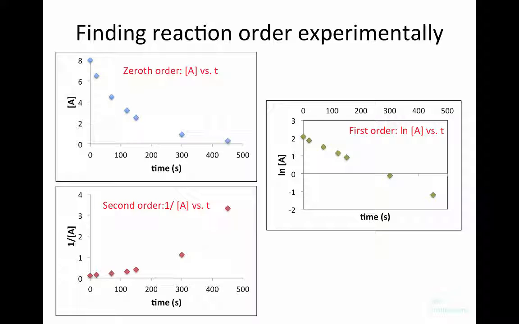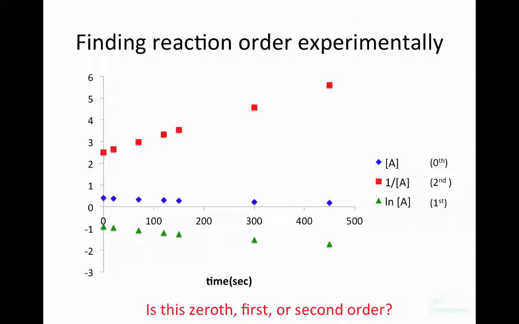Now, in this case, it's pretty obvious. For the zeroth order, we have a pretty curvy slope. And then we have an upward slope for the second order, upward curve. And only first order is remotely linear. So for this particular instance, it's obvious we have a first order equation. Unfortunately, it's not always that straightforward.